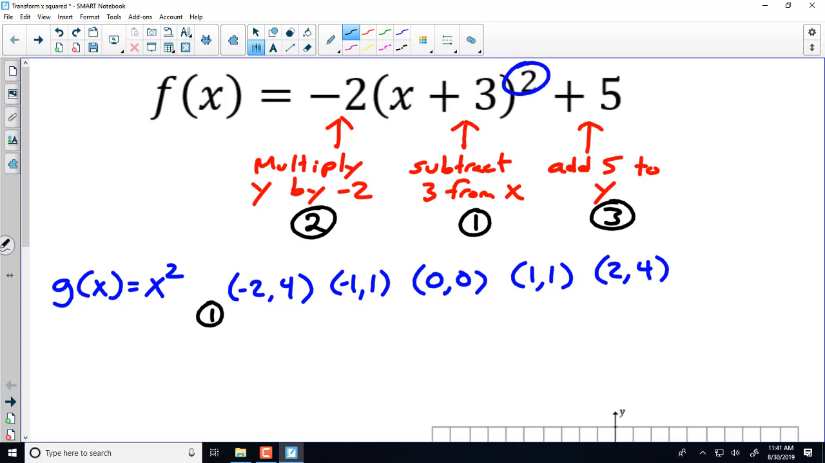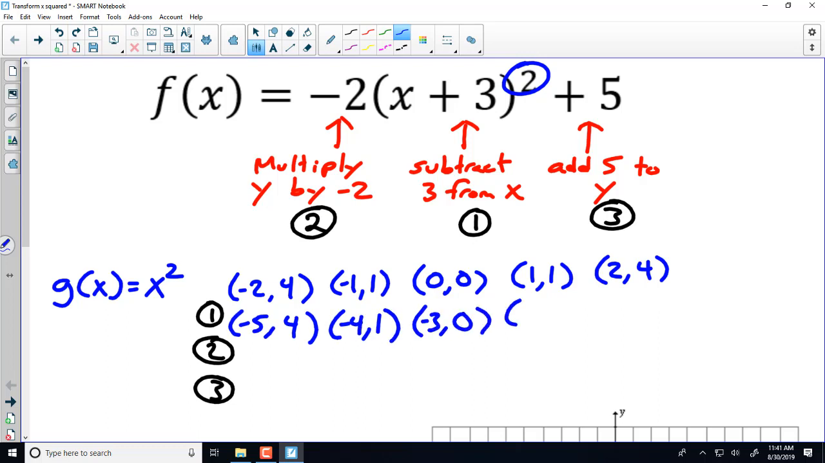Okay, so now I'm going to do each one of those three things in order and get a new set of ordered pairs. So here I go. The first thing I do is subtract 3 from all the x's, but I leave the y values alone. It's going to be (-5, 4), (-4, 1), (-3, 0), (-2, 1), and (-1, 4). That actually does it for the x's.